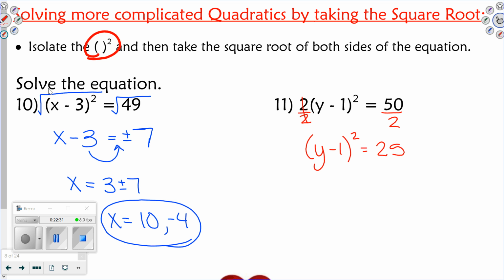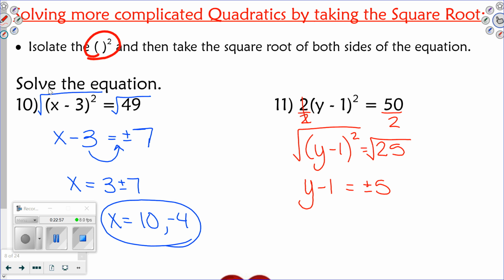The parenthesis squared is isolated. Do not multiply that thing out. Okay? So that means I will take the square root of both sides. The square and the square root just cancel each other out. And the square root of 25 is what? Plus or minus 5. I know it's hard to get used to that. Square root plus minus. Square root plus minus. They just kind of go hand in hand.